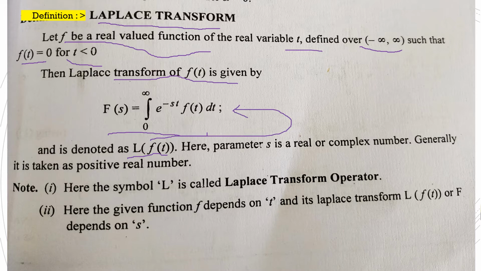When we solve this Laplace transformation, we get the solution in terms of s, where s is a parameter, it may be a real or complex number. Generally, it is taken as a positive real number. L means Laplace transformation. When we start with a function in the variable t, and we apply Laplace transform on it, it changes into s. So Laplace transformation basically changes one parameter to another parameter. The t variable is converted into the s parameter. So it is known as Laplace transformation.